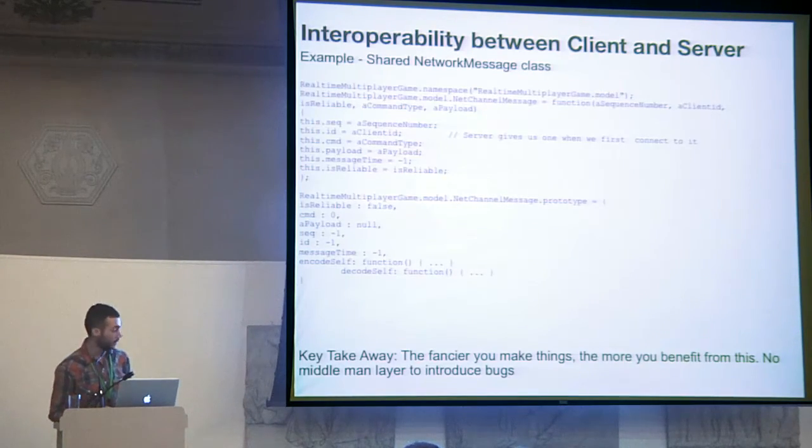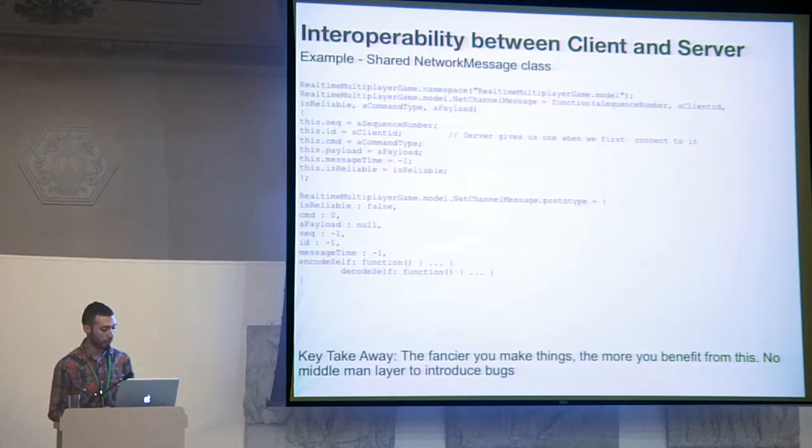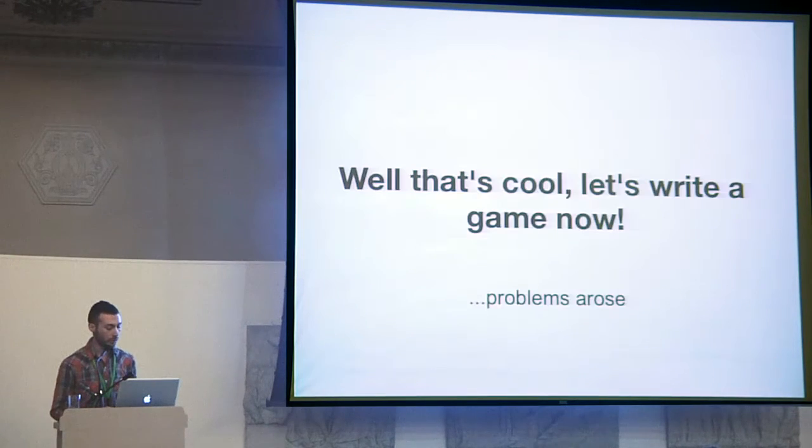This is an example of the interoperability between the client and the server. This represents the net channel message class, which actually is just a value object that contains some data. But we didn't have to write anything to turn that into something the server understands and then turn it back to what the client understands. It's all JavaScript. So that's pretty cool. Now let's write a game.